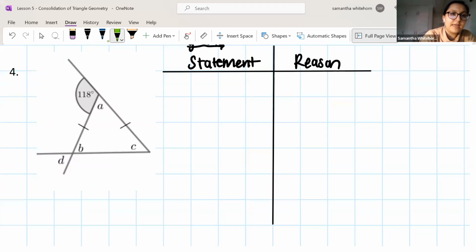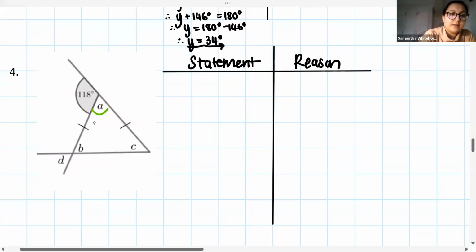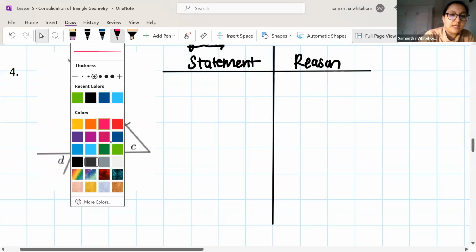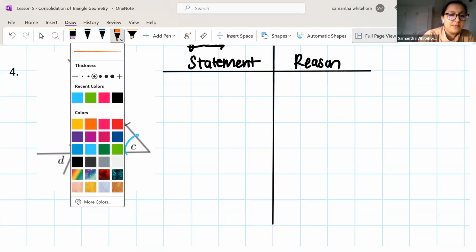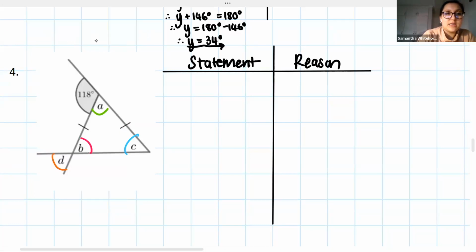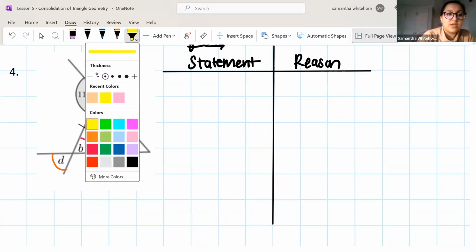So here we've got A, B, C, and then D on the far left here. And the next thing I want you to take note of is the fact that I've given you equal sides.